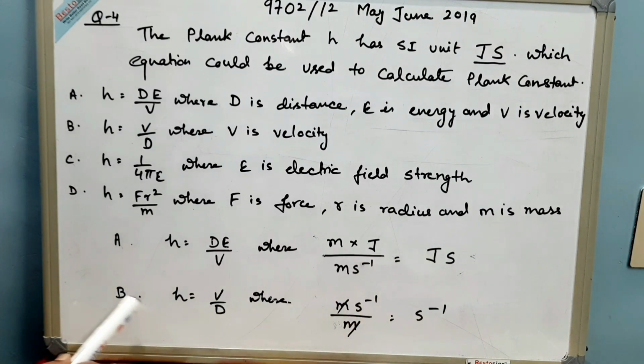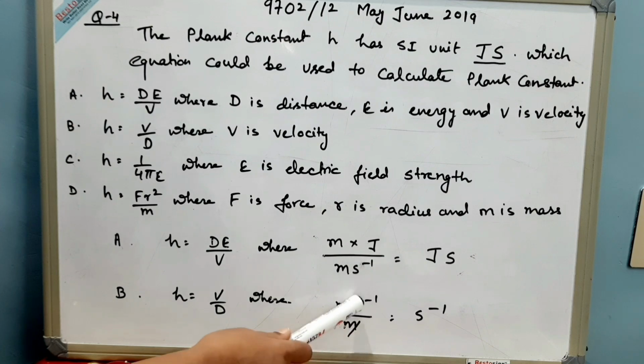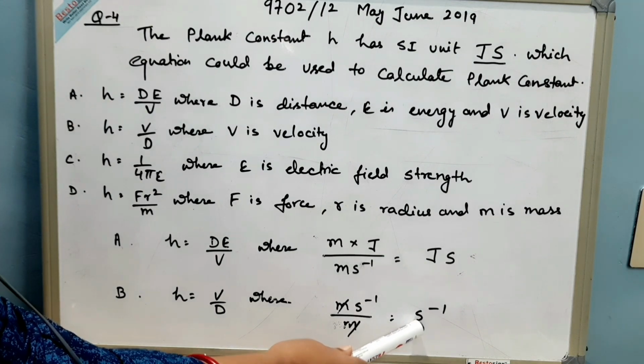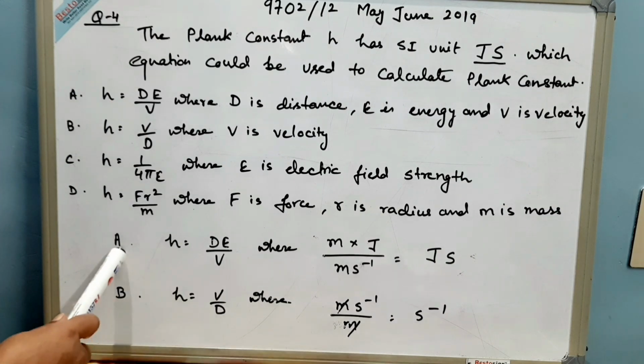Now we'll see why not B. If we look at B, Planck constant is equal to v by d, where v is the velocity, unit is meter per second divided by meter, that is distance. So we will be left with per second. So this is a wrong option. The correct answer is A.